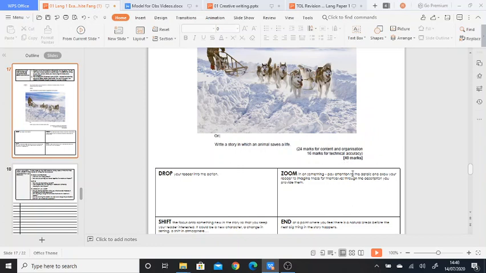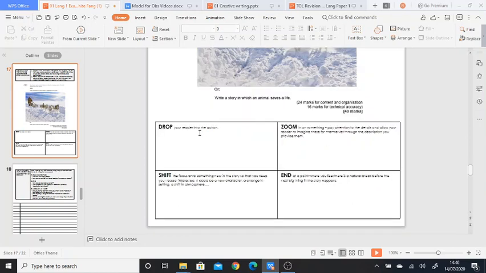You should really spend about 40 to 45 minutes on this, but remember to also plan. And here we have an interesting structure for you to use, which was introduced to you towards the end of the school calendar year before lockdown. So this is drop, zoom, shift, and end.